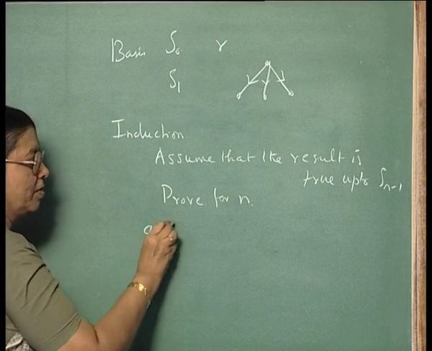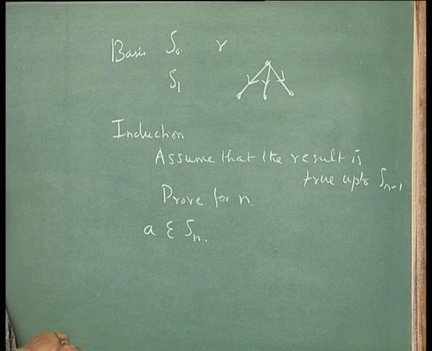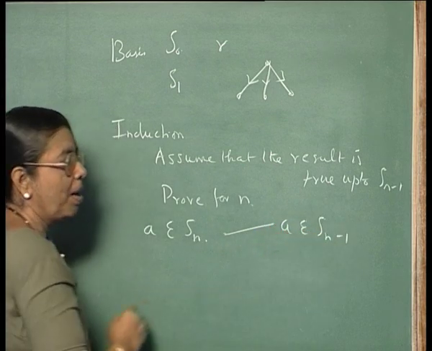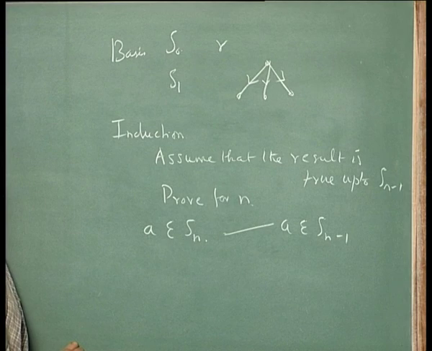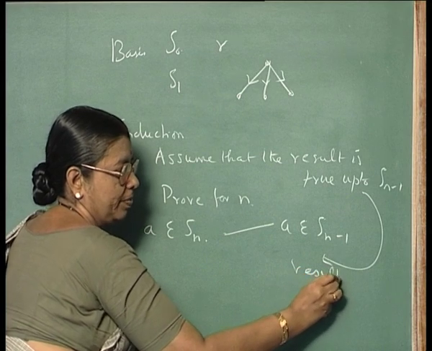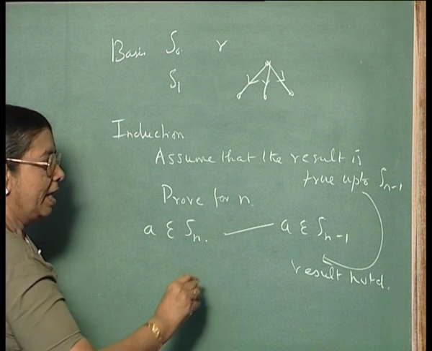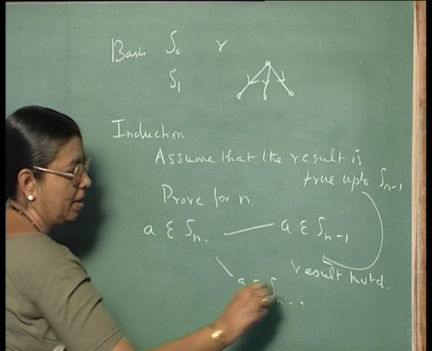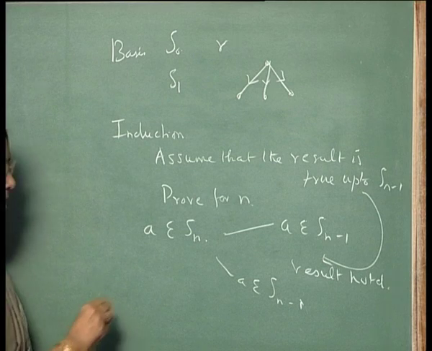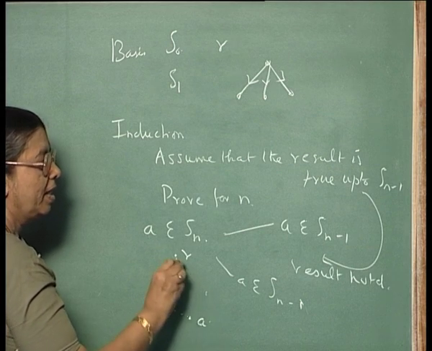So, suppose A belongs to Sn. There are two possibilities. One is A belongs to Sn minus 1, that is the length of the path from the root to A is less than or equal to n minus 1. Then by the induction hypothesis, the result holds. The other thing is A does not belong to Sn minus 1. That means the path from the root to A is of length n.